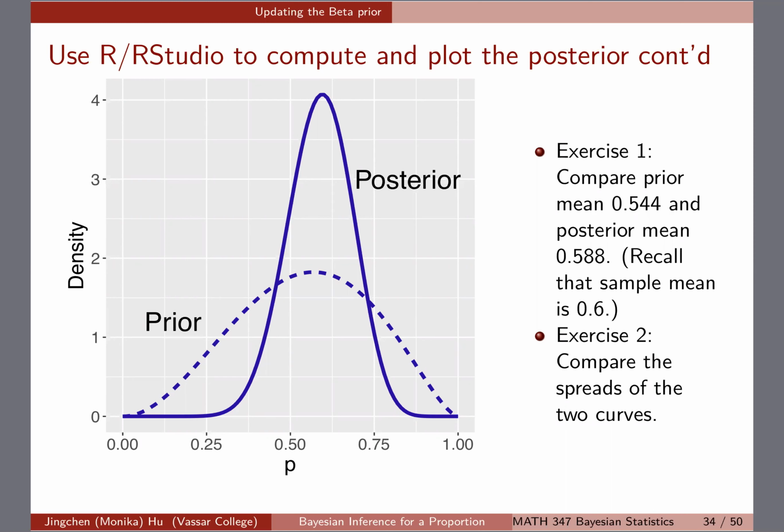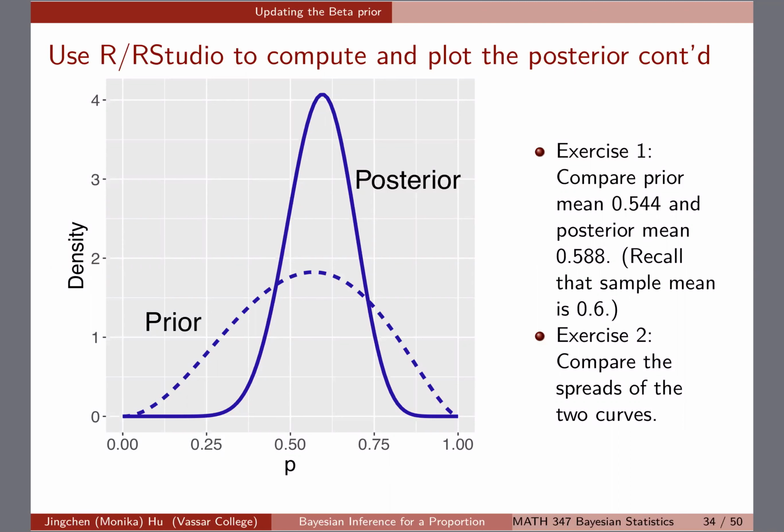Okay. Anyone wants to offer any ideas about either of the exercises? If you compare the mean, what do you find? And if you compare the spreads with the variance, what do you find? Tom? So the mean will become closer to the sample mean after the data. As you see, it's moving from 0.5 to 0.58.